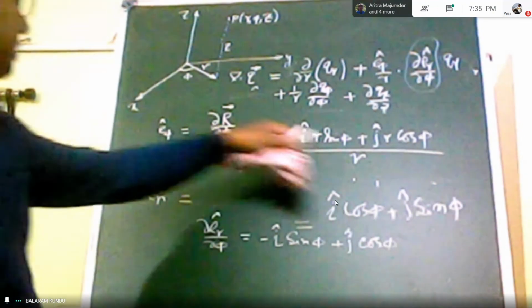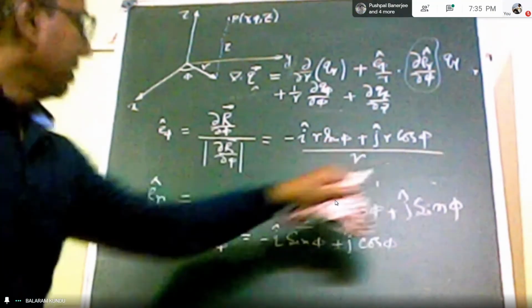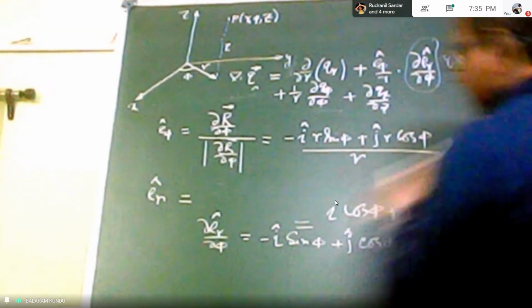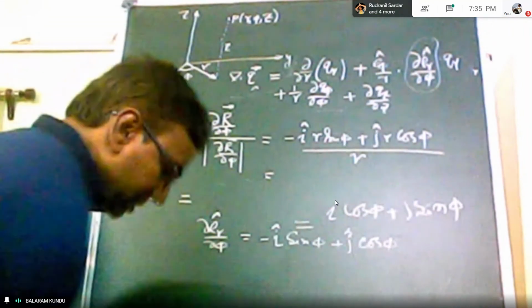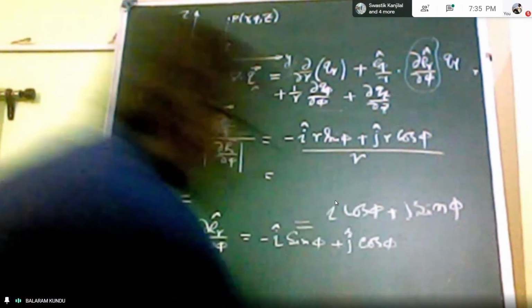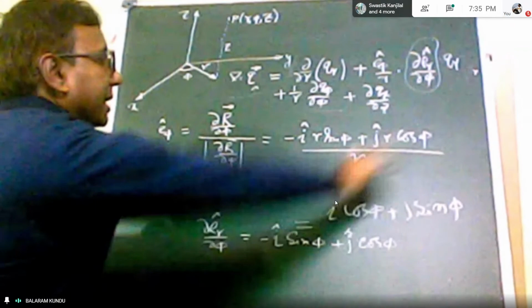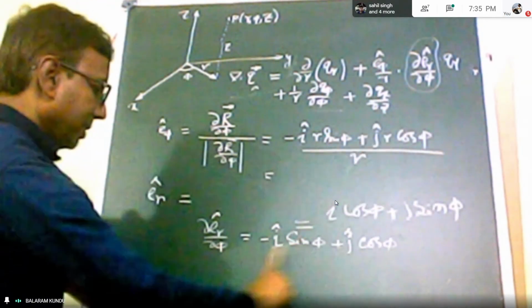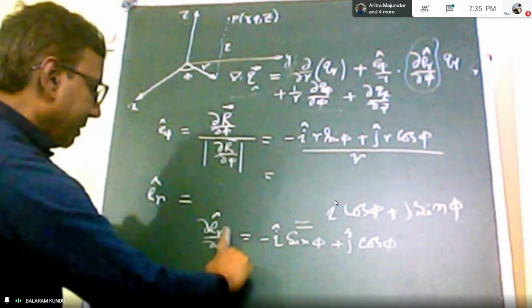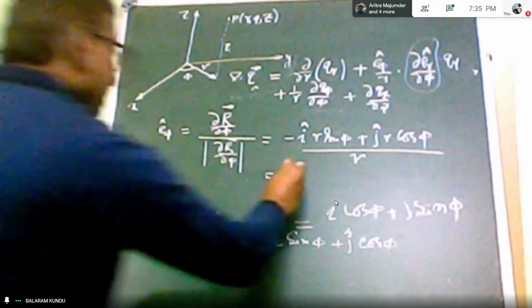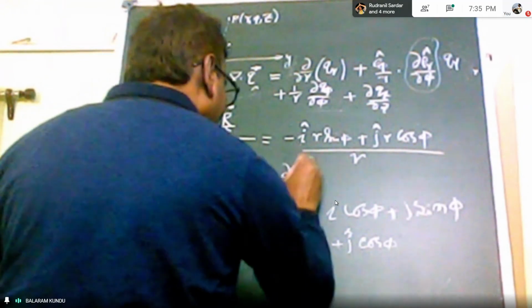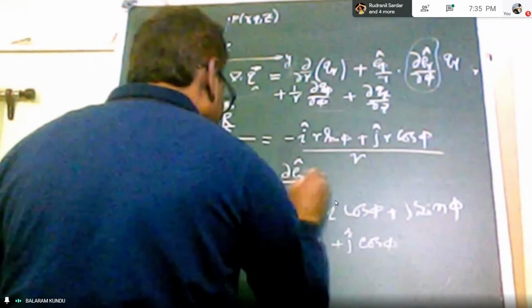Therefore e_phi equals this. So r, numerator and denominator cancel out, so it is minus i sin phi plus j cos phi. So that should be equal to del e_r by del phi. So that means we can write these things, the expression can be expressed in this way: del e_r by del phi here.